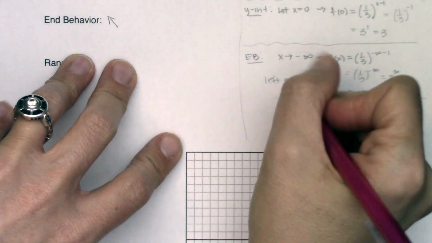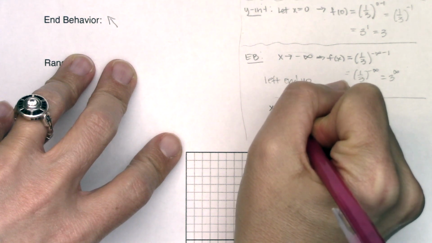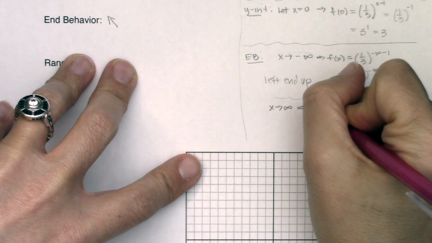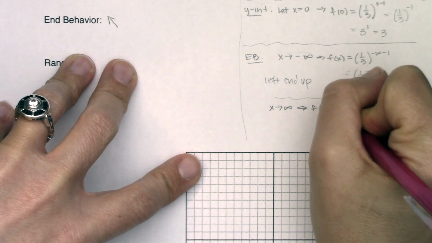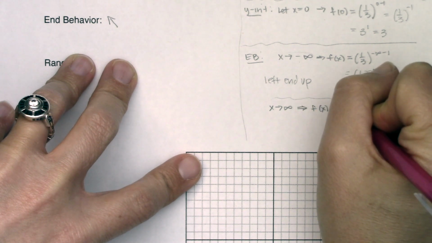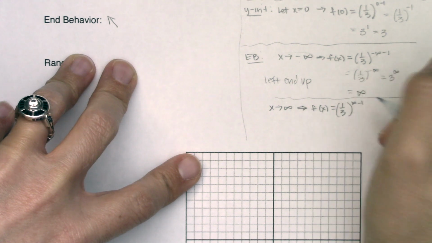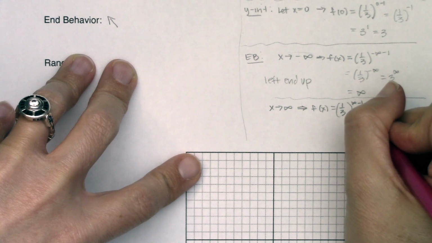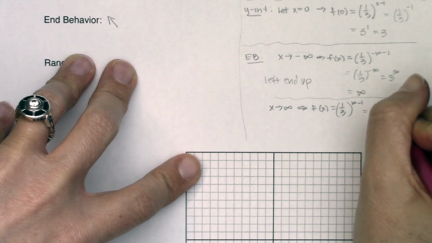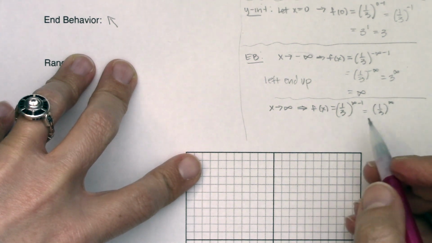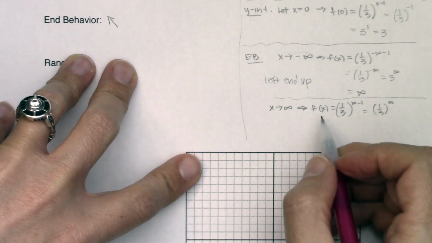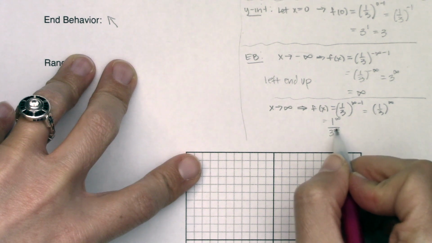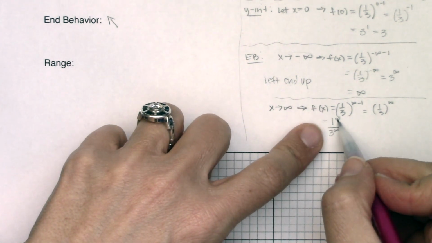All right, so now let's go to the right end. Let's go x to positive infinity and see where our y values go. Where does f of x go? So we're going to have f of x would equal 1/3 to the infinity minus 1. Infinity minus 1 is essentially infinity, so I have 1/3 to the infinity, right? And I can distribute that exponent, so you can think of this as 1 to the infinity over 3 to the infinity. Right? 1 to the infinity is just 1.